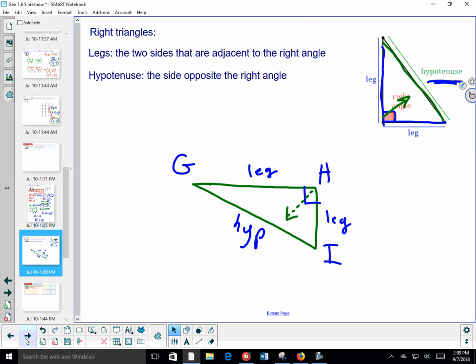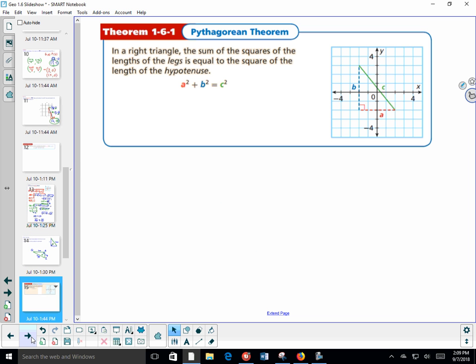Okay. Moving on. So this leads us to a very famous theorem about right triangles called the Pythagorean theorem. In a right triangle, the sum of the squares of the lengths of the legs is equal to the square of the length of the hypotenuse. How many of you have heard of the Pythagorean theorem? Most people have. Okay, 8th grade.